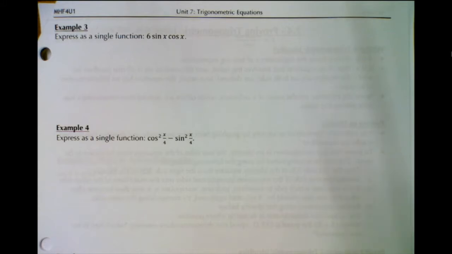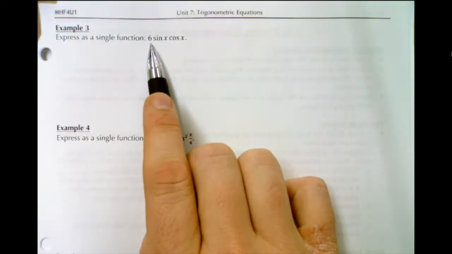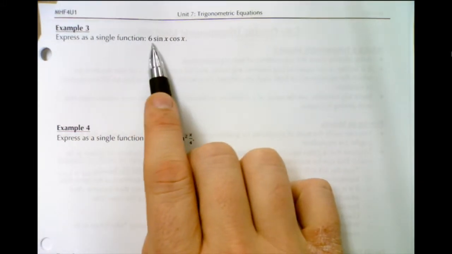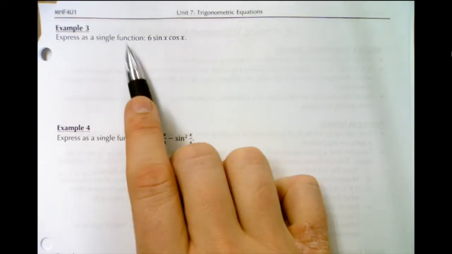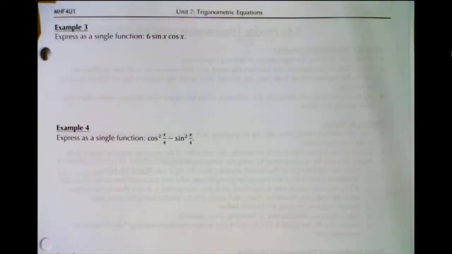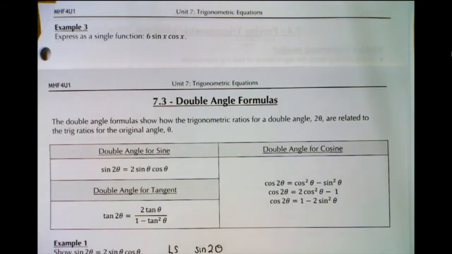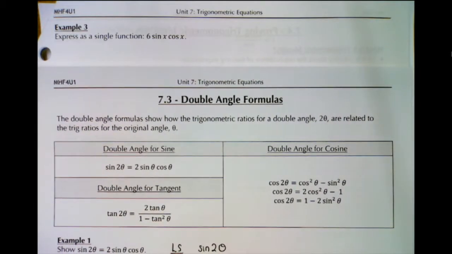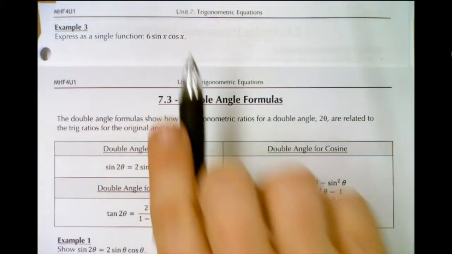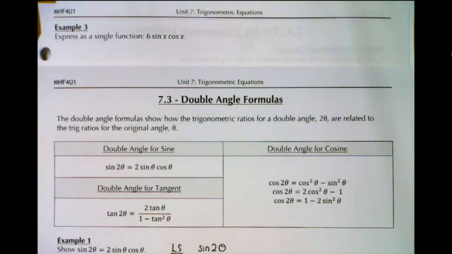Our first example here says express 6 sine x cos x as a single function. So to do that, we're going to use one of the double angle formulas. I'm going to take a look here at our double angle formulas, and we want to find the formula which has the most resemblance to the expression we're given. We're given 6 sine x cos x, and we want to simplify it as a single function.